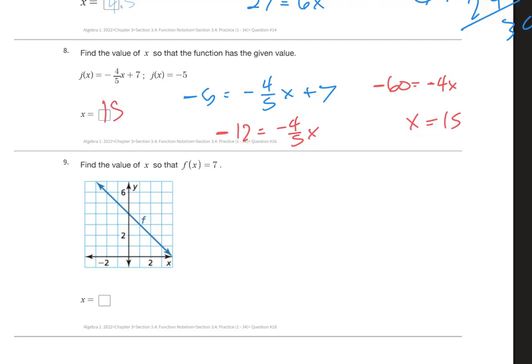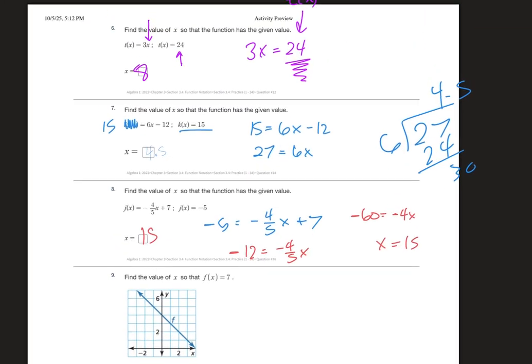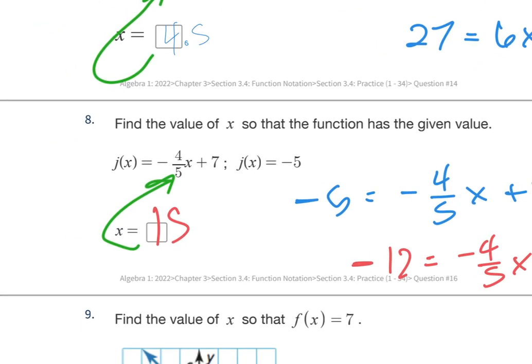By the way, we did one like this in the notes. And if you were not sure if you were right, what could you do with each of these? Take this and plug it in. Take this and plug it in. Take this and plug it in. So for example, right here where I said, I think it's 15. 15 times negative 4/5, well, that would be negative 12. And negative 12 plus 7 is negative 5.